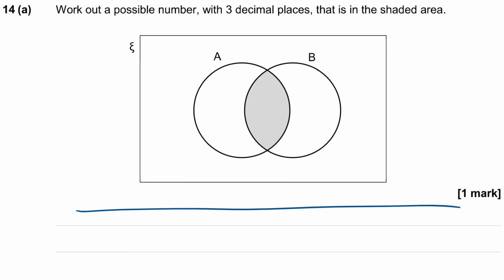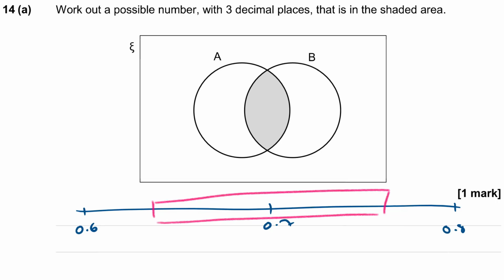So let's draw a number line. Let's put 0.7 there, then 0.6 and 0.8 are the numbers either side of those. So the numbers that round to 0.7 are going to be the numbers halfway between those numbers. So anything bigger than 0.65 and smaller than 0.75.